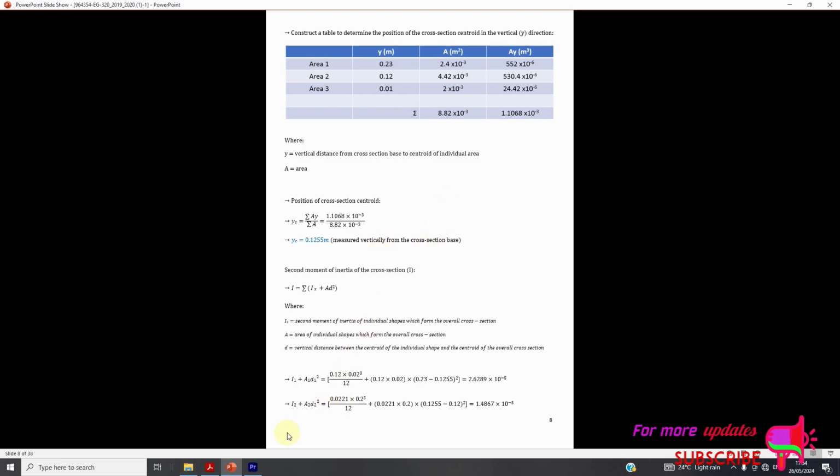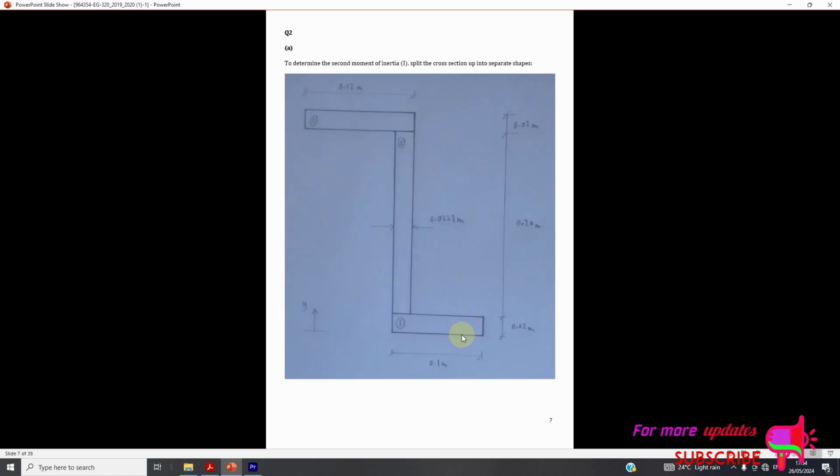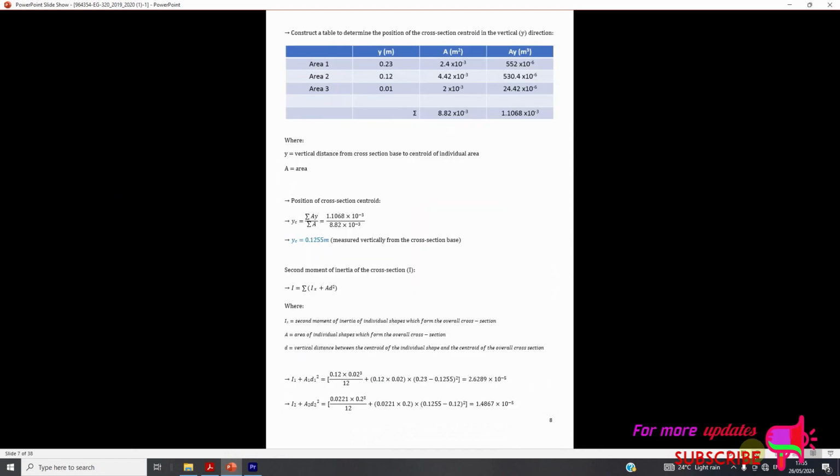The cross-section base is this point, all right? This is the base. Now, for area 3, the midpoint is 0.01, so the distance from the base is 0.01. For area 2, the centroid is at 0.1 from the base, so from the base it will be 0.12. For this one, it is 0.01, so from the base it will be 0.01 plus 0.2 plus 0.2, and that one will be 0.23, as you can see.